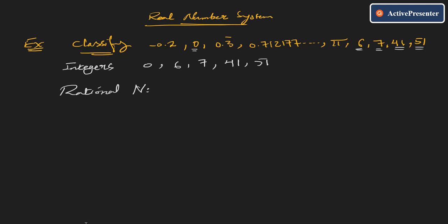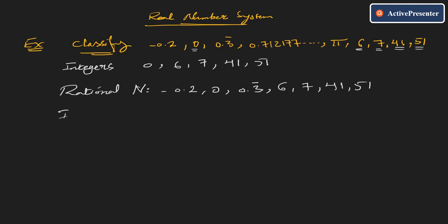What about the rational numbers? Rational numbers can accommodate integers. As we mentioned before, integers go into the rational numbers. Also the repeating and terminating decimals. So let's start from the lowest: minus 0.2, 0, terminating or repeating decimal 0.3333, and 6, 7, 41, 51.